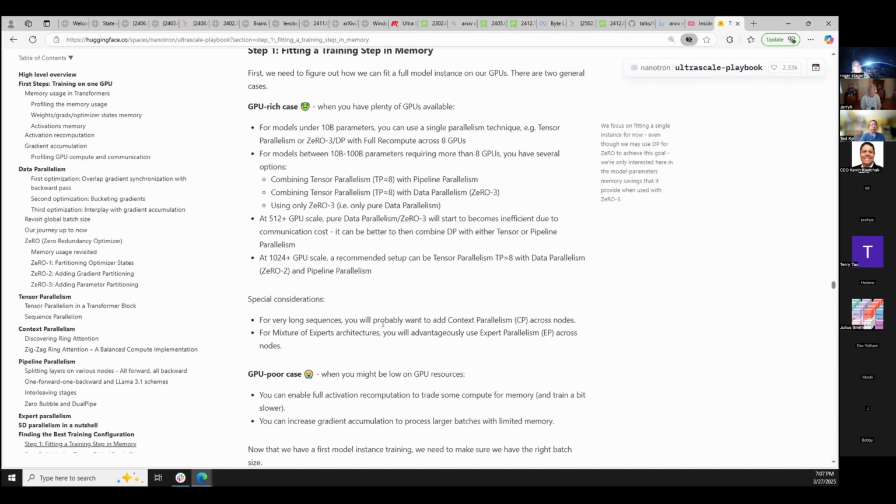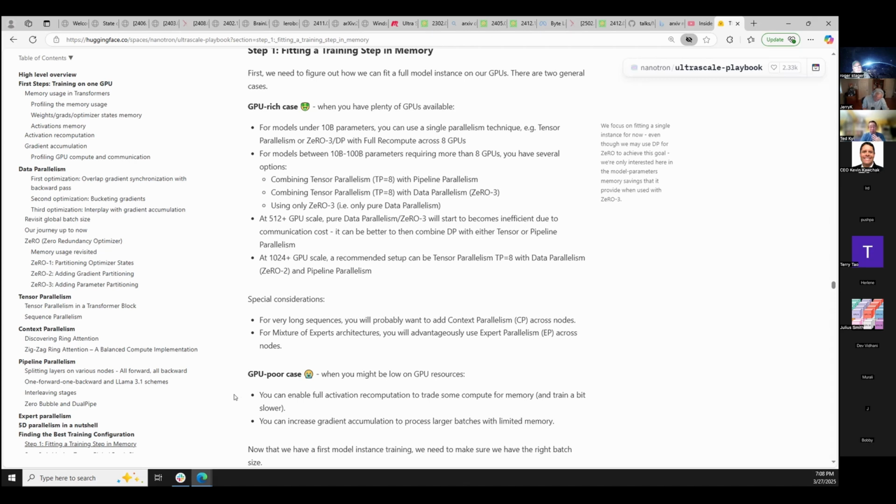So not going to go through all of this, but you can see here they have some general rules of thumb. It says if you're GPU poor, which basically means you don't have a lot of GPUs, then you're not optimizing for speed.